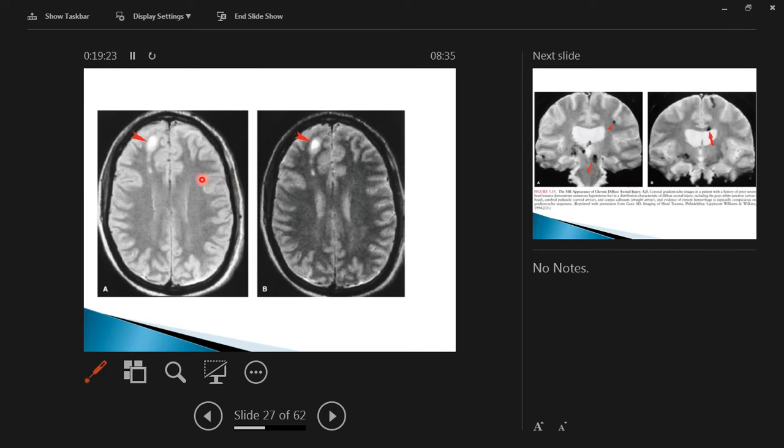This is an MRI picture. Proton density and T2 images show a high signal intensity in the typical parasagittal location in the frontal lobe. This is the typical location of the diffuse axonal injury.